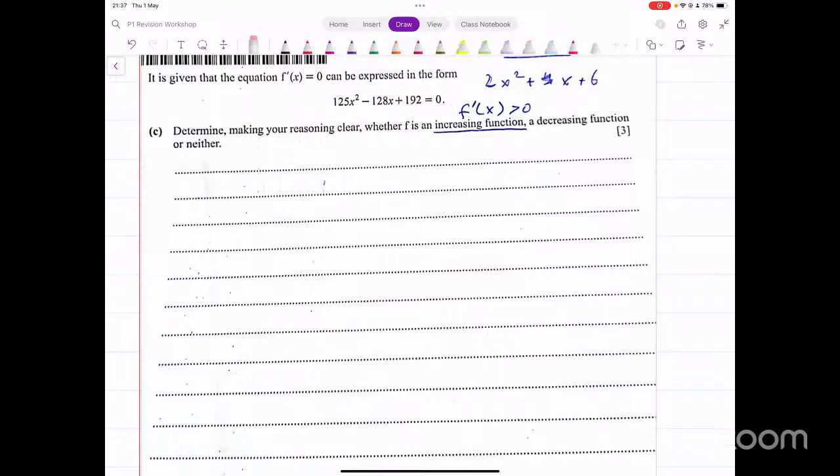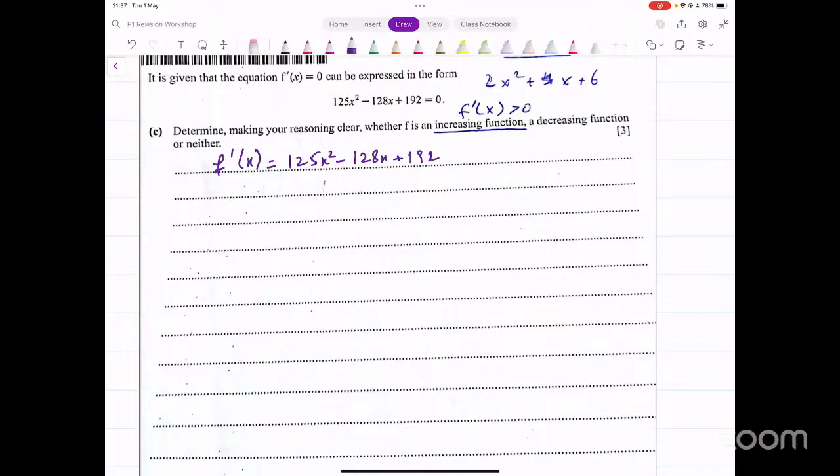Determine, making your reasoning clear, whether f is an increasing function, a decreasing function, or neither. How do you do that here? Now, the derivative is given like this, but it's not just the derivative. We cannot be sure that f dash of x is equal to 125x squared minus 128x plus 192. Why can we not be sure about that? Because it's the equation derivative of f equals 0.